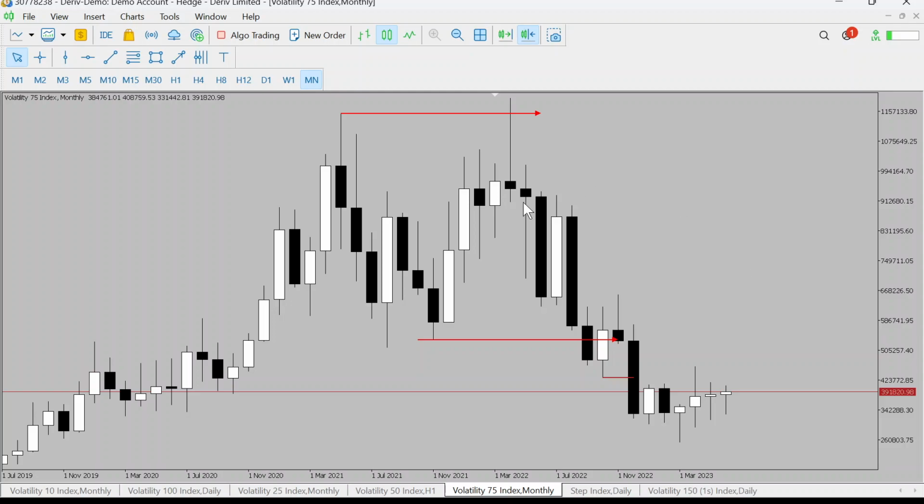And as you can see on the monthly chart, there was previous manipulation up here of this high. And then there was a break of structure of these lows, right? Broke this low and broke this low. So clearly we can see that price action on the monthly chart is bearish, order flow is bearish.